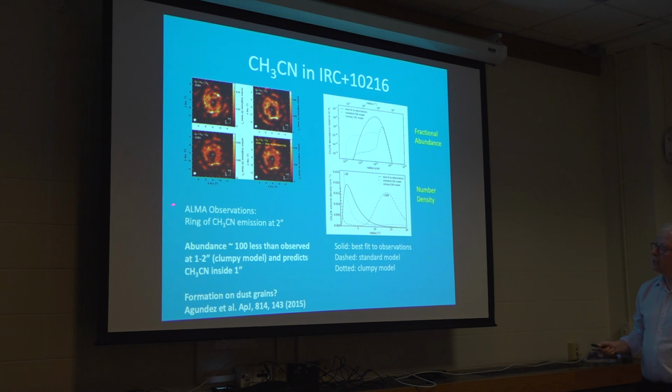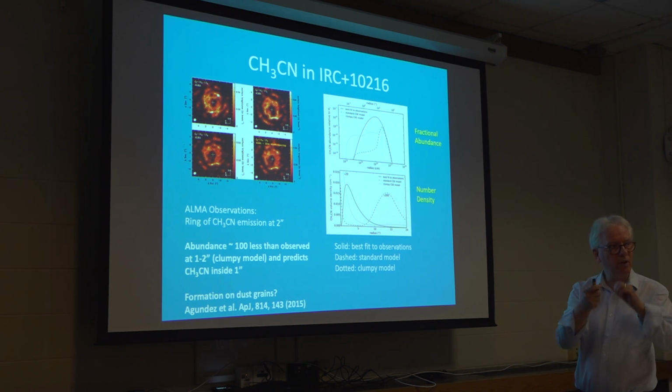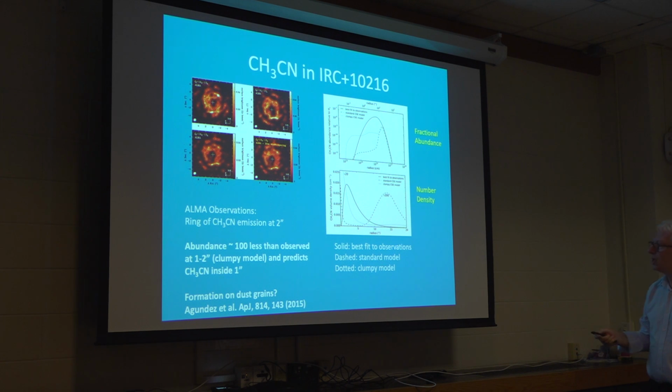Actually, IRC+10216, was that just a few years ago now, ALMA detected methyl cyanide emission. So methyl cyanide is a very common interstellar molecule. It's used as a temperature probe of many interstellar regions. And it was expected that any methyl cyanide that was detected would be detected in the outer shells. It would be driven by some sort of photochemistry. You break up some simple molecules and then rearrange into methyl cyanide.